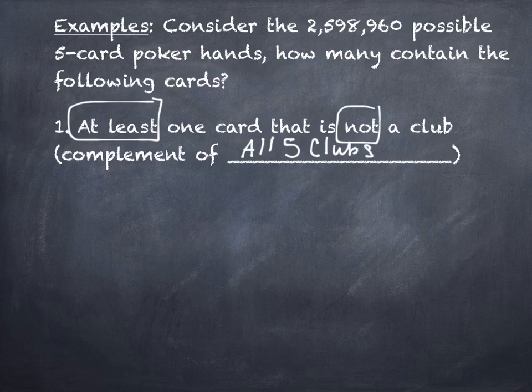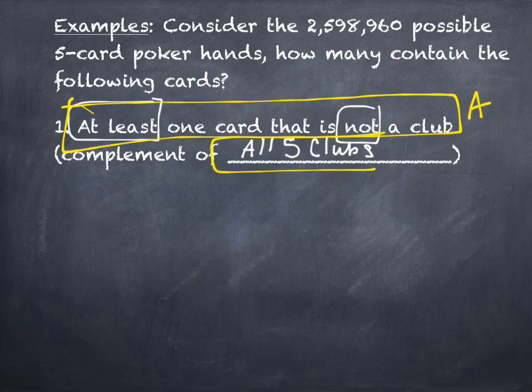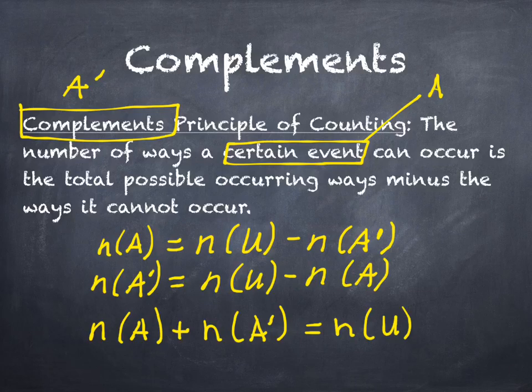So if we have a hand that's all 5 clubs, it would not match this description. So if you think about it, what we just decided is that this part right here was A, and this part that I just wrote right here is A complement. Okay? That means I can use those formulas, any one of them I'd like, from the previous slide. And so the one that I'm going to actually use is either the first one or the second one, the one with the subtraction.